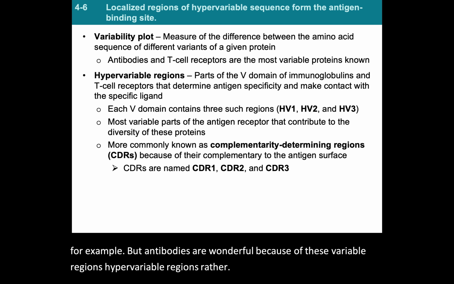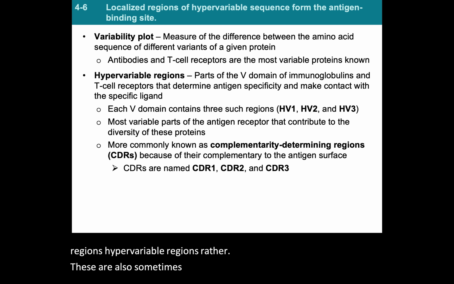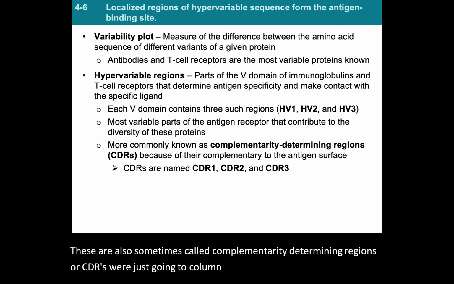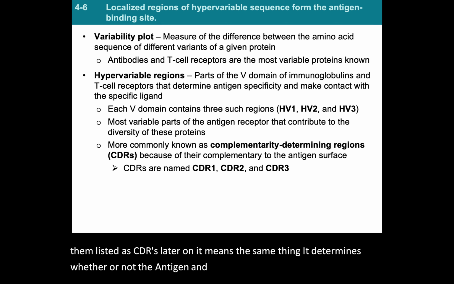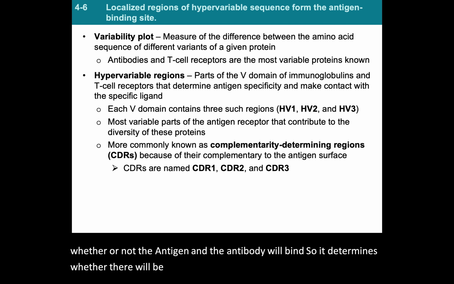These are also sometimes called complementarity determining regions, or CDRs. We're just going to call them hypervariable regions, but if you see them listed as CDRs later on, it means the same thing. It determines whether or not the antigen and the antibody will bind. So it determines whether there will be complementarity there, which would allow binding.